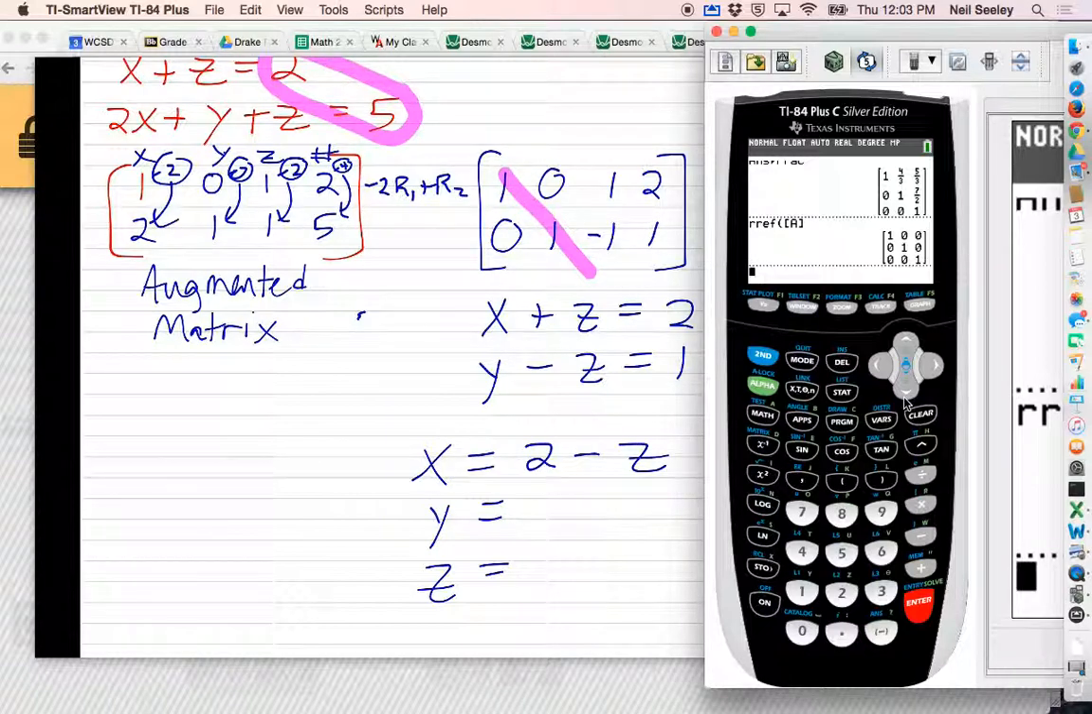I'm going to say x is 2 minus z. Makes sense, right? Because if I've got x plus z equals 2, then x is 2 minus z. The thing is, again, I don't know z, but if I did, I'd be good to go.